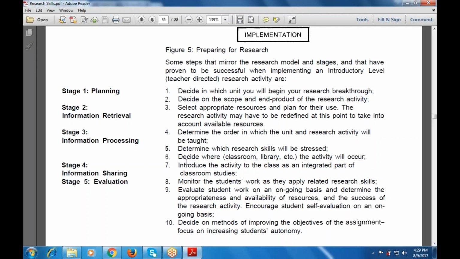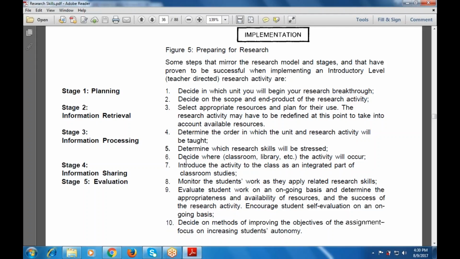Then decide what research needs and what research skills will be stressed, and why. It is redefined at this point to take into account available resources. Plan for use, plan the order in which the unit and the research activity will be taught, and decide where the activity will occur: in the classroom, in the library, in the home, that is, where is the place. Then introduce the activity to the class as an integrated part of classroom studies.